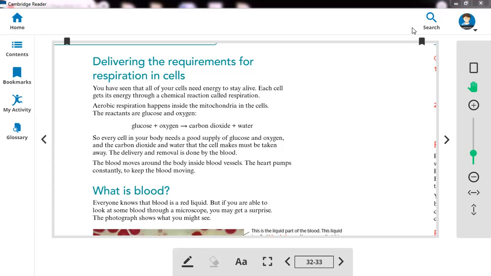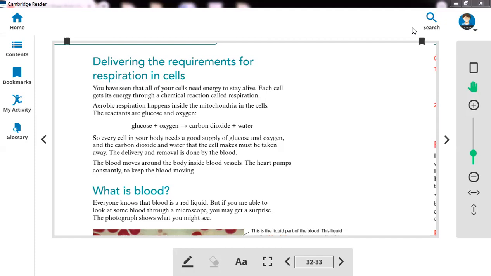And why is the color of blood red? Because it has hemoglobin, that is a red pigment. And for respiration, it performs a vital role. It carries oxygen from the lungs and provides it to the cells of the body where the respiration happens.